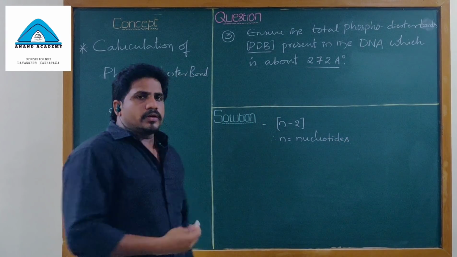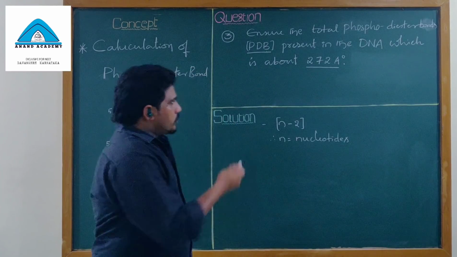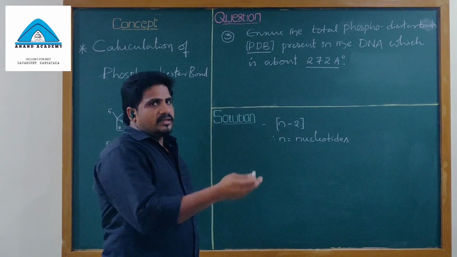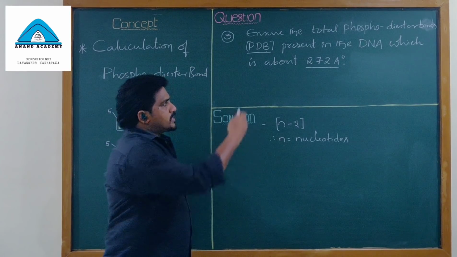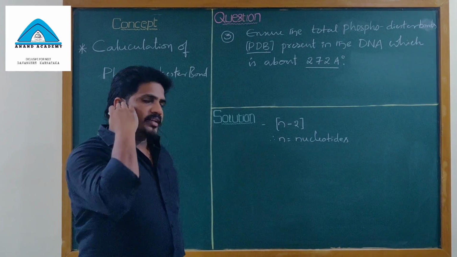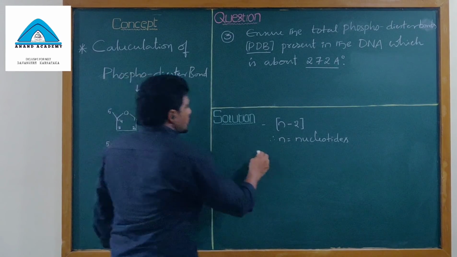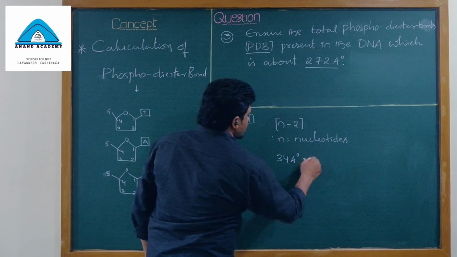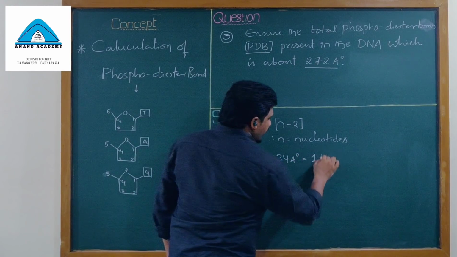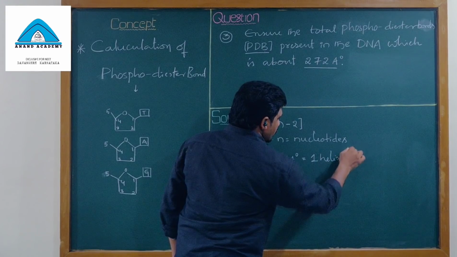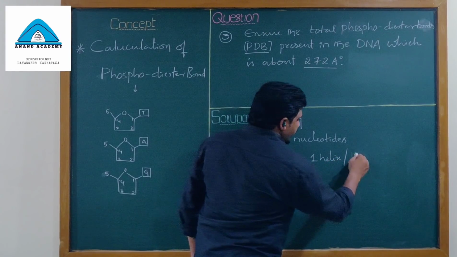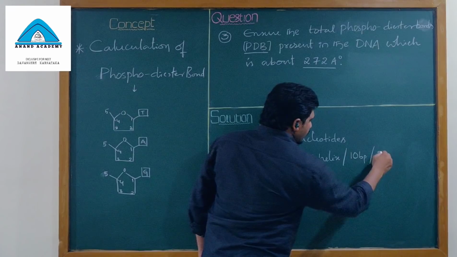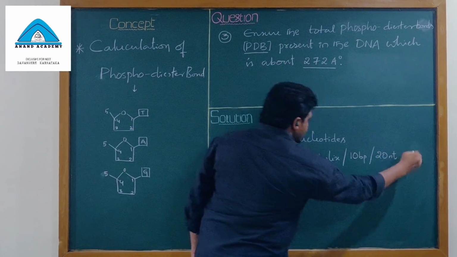Does the question consist of any nucleotides? No. So in the question what have they given? DNA length. Calculate the nucleotides present in such a given DNA length. So 34 angstroms is equal to 1 helix. That is, 1 helix is equal to 10 base pairs or 20 nucleotides. Clear?